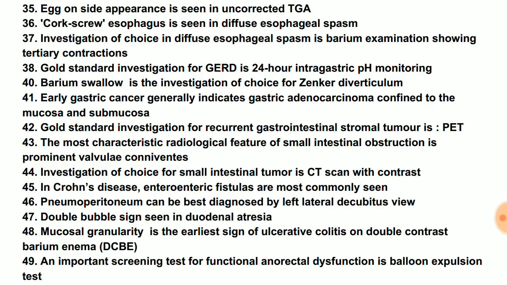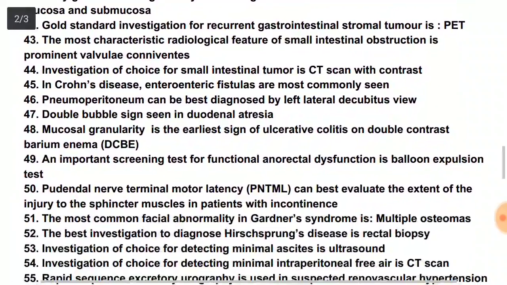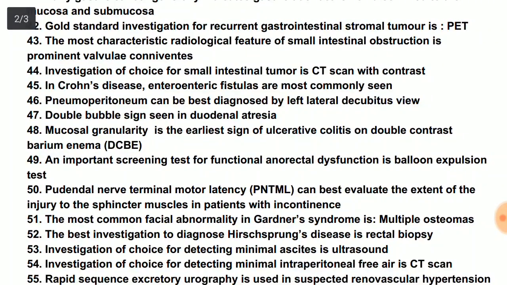Okay, early gastric cancer generally indicates gastric adenocarcinoma confined to the mucosa and submucosa. Gold standard investigation for recurrent GIST, that is gastrointestinal stromal tumor, is PET, positron emission tomography. The most characteristic radiological feature of small intestine obstruction is prominent valvulae conniventes. If they are present, it denotes small intestinal obstruction.